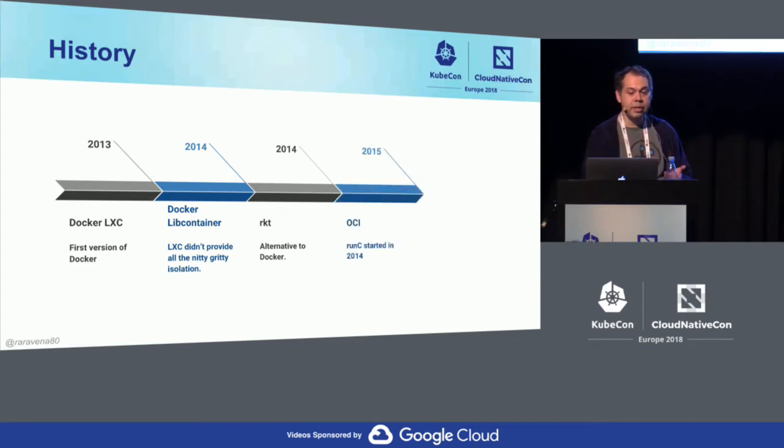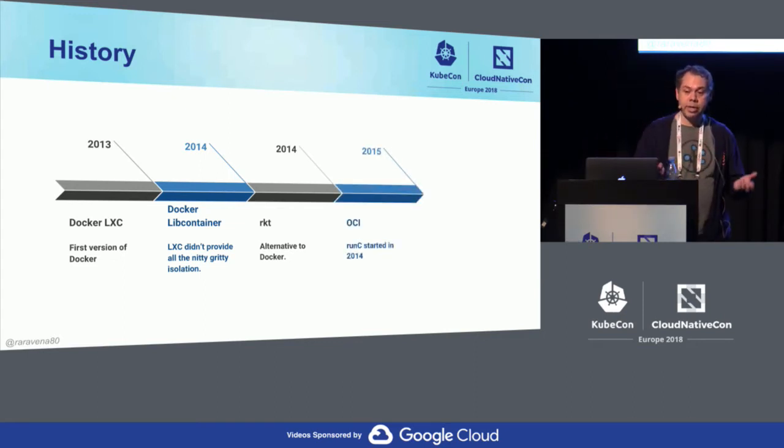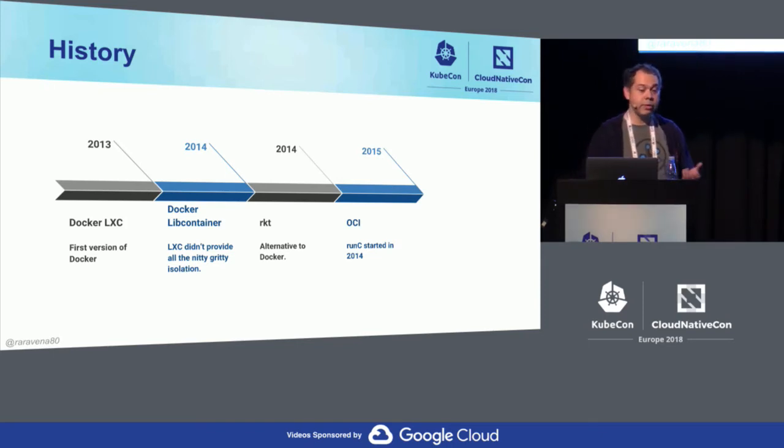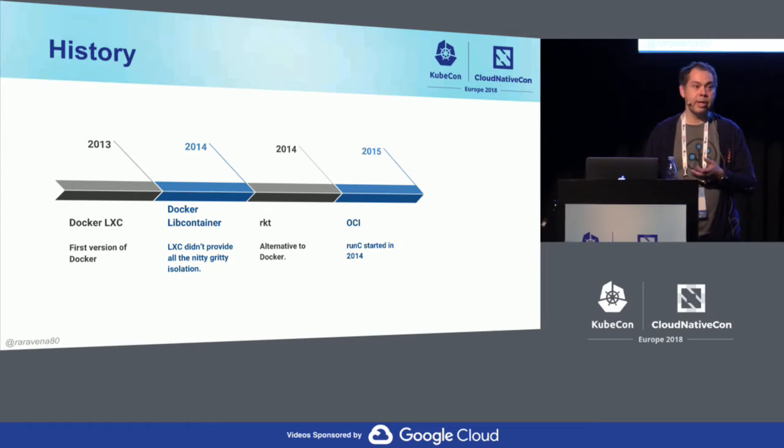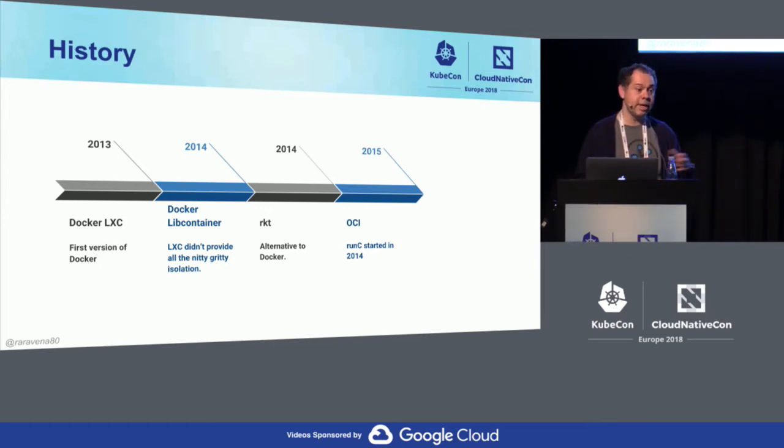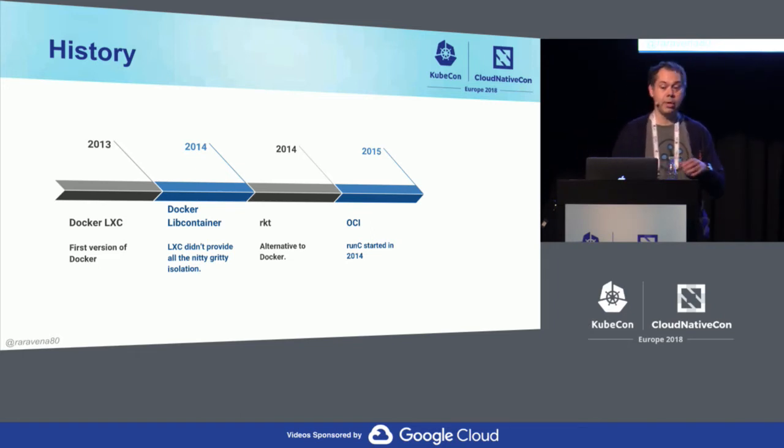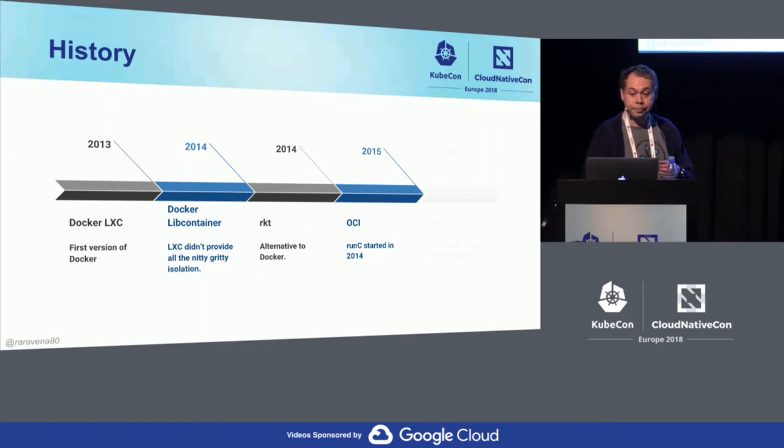Then in 2015, the communities from Docker and Rocket got together and they said, we need to work together to come up with some standards. So they came up with the Open Container Initiative. And then Runc, which led up to OCI, is the first OCI compliant runtime, and started work in 2014.